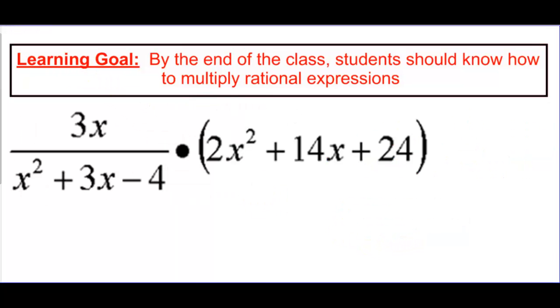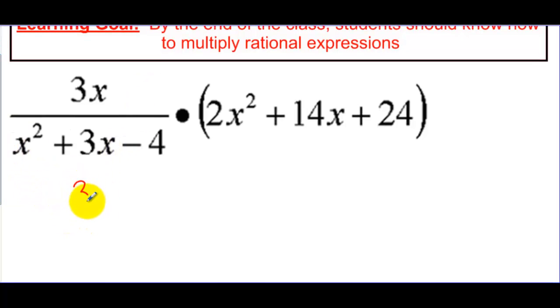Okay, and this one's got a lot more going on. And so we'll go through it step by step. Okay, so again, 3x on the top. That's fine. That's already as simple as it gets. It's linear. Okay, x squared plus 3x minus 4, that is find numbers that multiply to negative 4 and add up to positive 3. Well, that would be x plus 4 and x minus 1.